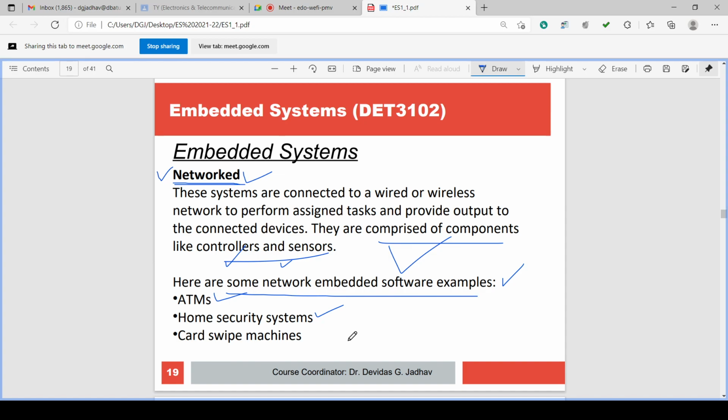Whenever you come to the main entrance of the home, that is the door, you will be scanned with your iris, eye pupil, or the fingers, and you are allowed to enter into the home. Or maybe some electronic keys are there, and those Wi-Fi keys may be detected. So these are the home security systems.